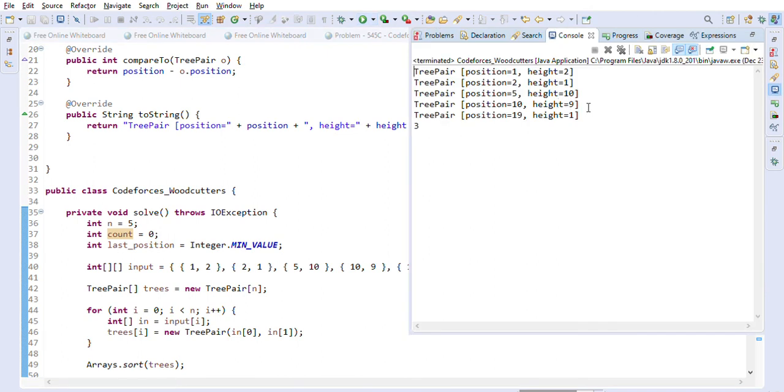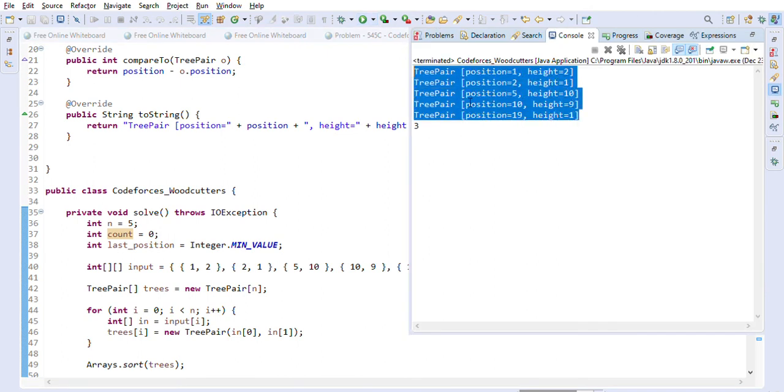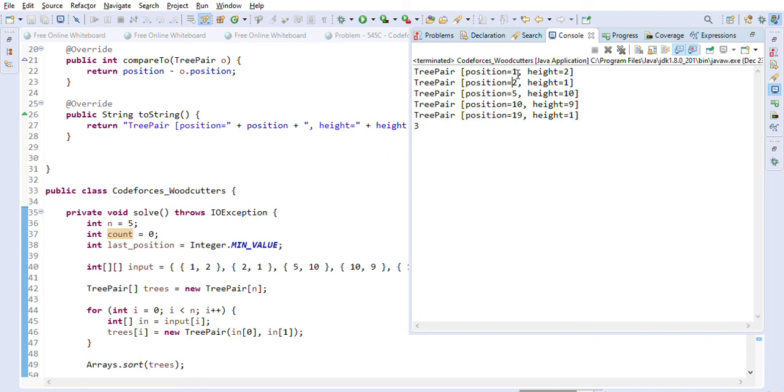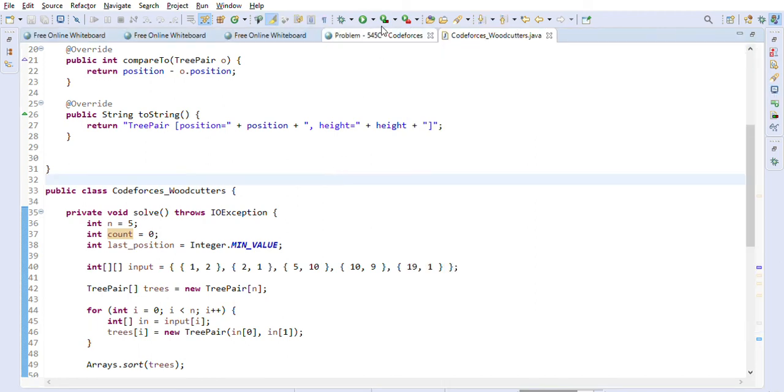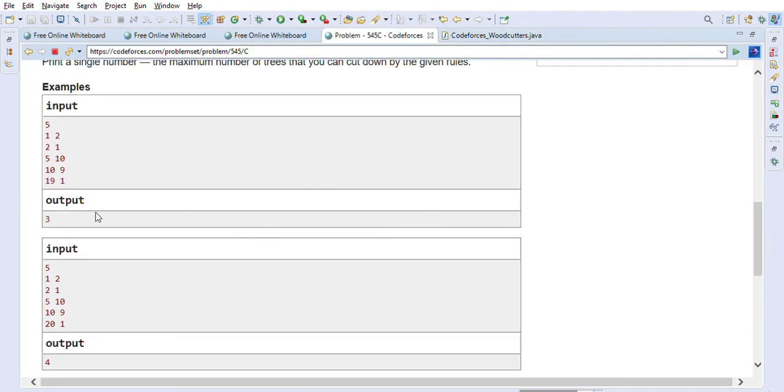So this is only for your reference. I just wanted to show you how it looks after sorting. As you can see, positions 1, 2, 5, 10 and 19. So it is sorted based on the positions, right? This is very important. And 3 is the number of trees we can fall. So let's go back here. So 3 is the number of trees we can fall, right? So this example we have looked at.